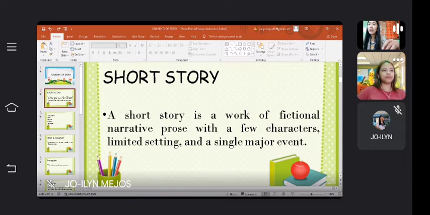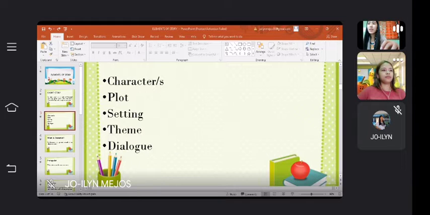Okay, thank you. So, a short story is a work of fictional narrative prose with a few characters, limited setting, and a single major event. Also, a short story is written to entertain and bring a message to the reader. And in writing a short story, there are important things to consider, such as the characters, the plot, the setting, the theme, and the dialogue. So first, let's define each element.